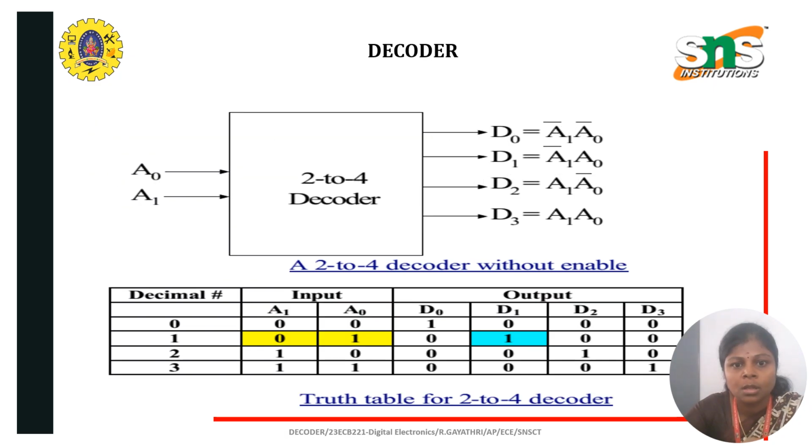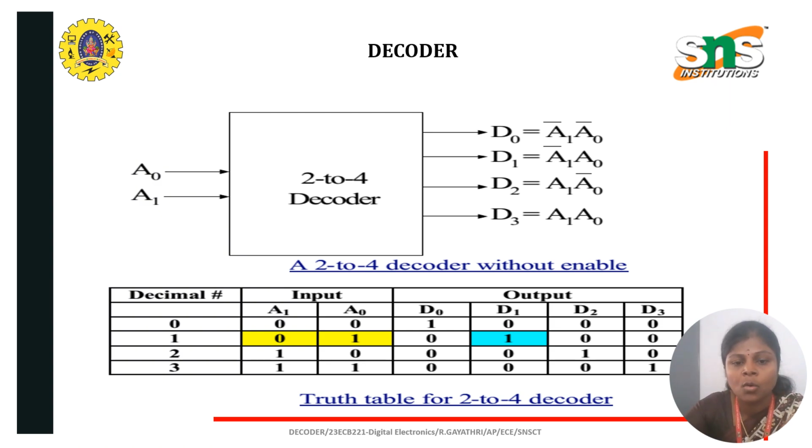Coming to the decoder types, the first one is the 2 cross 4 decoder. In the 2 cross 4 decoder, 2 represents the input and 4 represents the output, where it has 2 inputs A0 and A1, and 4 outputs D0, D1, D2 and D3. The Boolean expressions are related with the help of a truth table.